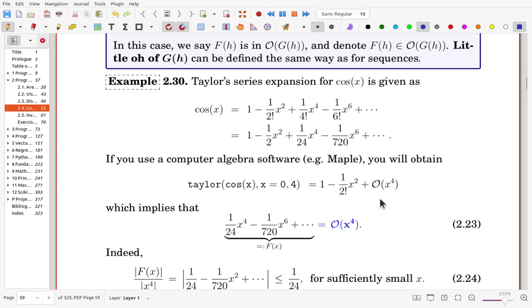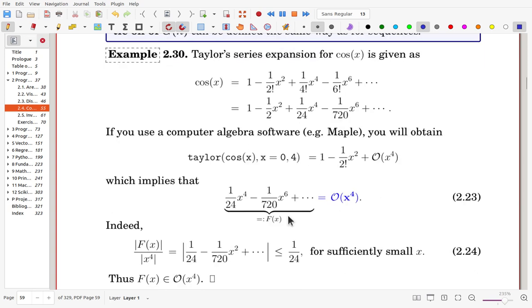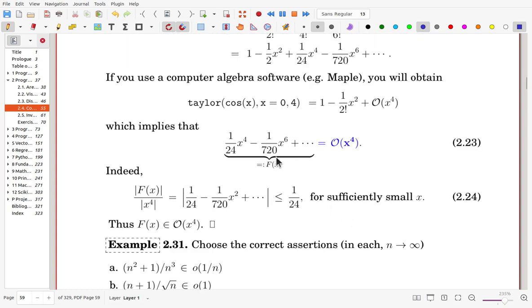You'll see such output. Now, this means that this remainder portion is a big O of x to the 4. Now we'll check why it is given in this way, why it is in big O of x to the 4. If we define this portion as capital F of x and divide by x to the 4, then we reach this term divided by x to the 4, so that here we have these terms.